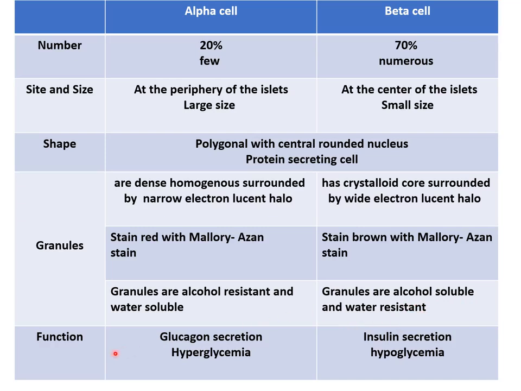The function of alpha cells is the secretion of glucagon hormone, which increases the blood sugar level and causes hyperglycemia. But beta cells secrete insulin hormone. Insulin hormone lowers the blood sugar level and causes hypoglycemia. So it's very important to know the difference between alpha cells and beta cells, which are the main cells of islets of Langerhans.